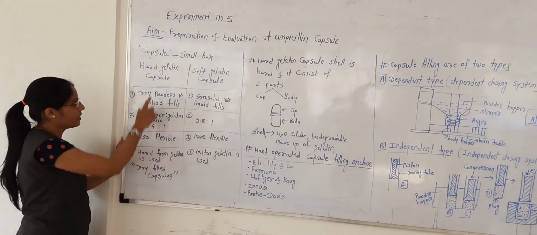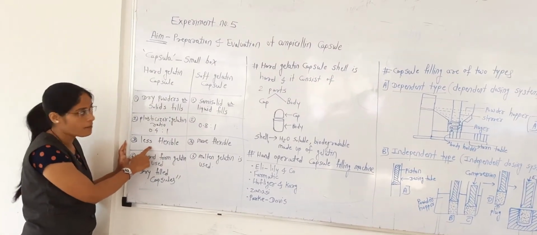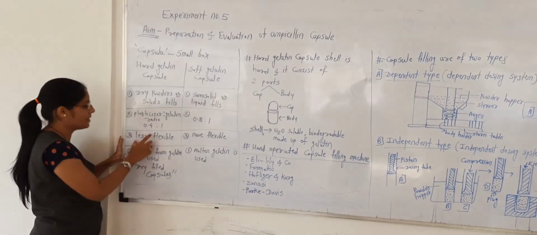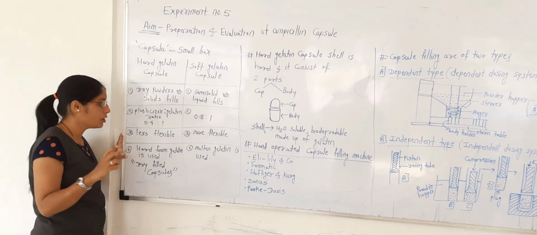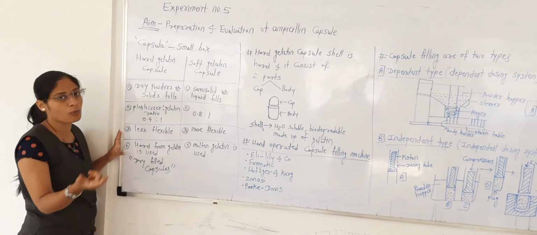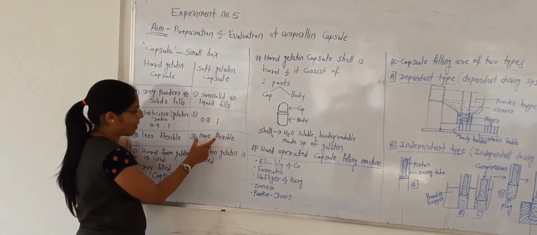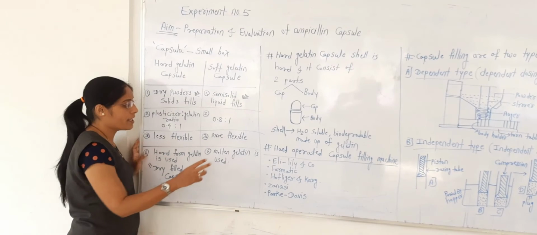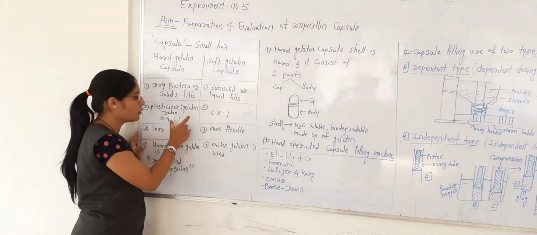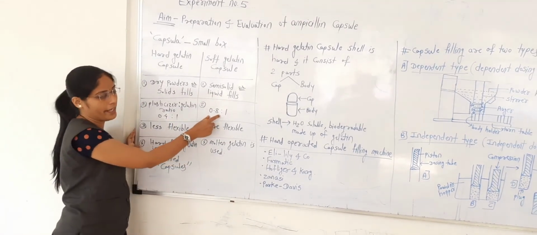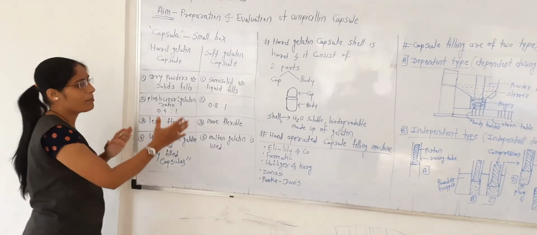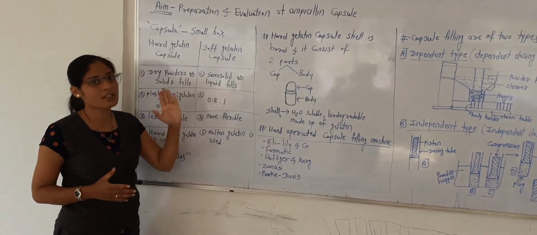See the next point: hard gelatin capsule is less flexible, but soft gelatin capsule is more flexible. Why? Because in hard gelatin capsule the shell is very hard due to the low concentration of plasticizer, and we use the hard form of gelatin. In soft gelatin capsule the body is more flexible because the concentration of plasticizer is very high compared to hard gelatin capsule, that is 0.8, and here we use the molten form of gelatin. So this is the basic difference between hard gelatin capsule and soft gelatin capsule.